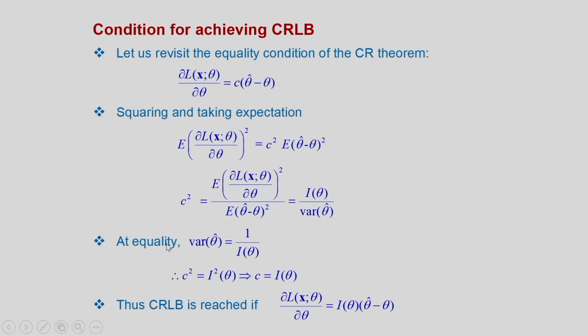Now, at equality, we know that the variance of theta hat is equal to 1 by I(theta). So, if I put the variance of theta hat equal to 1 by I(theta), then I will get C square is equal to I square theta. From this, C square is equal to I(theta) by the variance of theta hat, and the variance of theta hat is equal to 1 by I(theta) at equality. Therefore, we get C square is equal to I square theta, which implies that C is equal to I(theta). Therefore, CRLB is reached if del L del theta is equal to I(theta) into (theta hat minus theta).